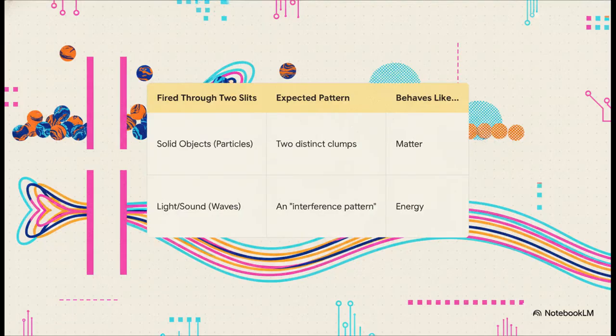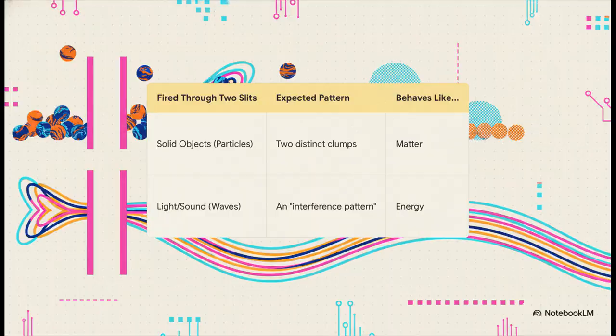Okay, so the rules are pretty simple, right? If you shoot solid objects, think of them like tiny little marbles, through two parallel slits, you'd expect to see two solid lines on the wall behind them. They act like bits of matter. But if you send a wave through, like a ripple in a pond, the wave splits, and the two new waves interfere with each other. This creates a really distinct, spread-out interference pattern. So, particles make two clumps, waves make a spread-out pattern.